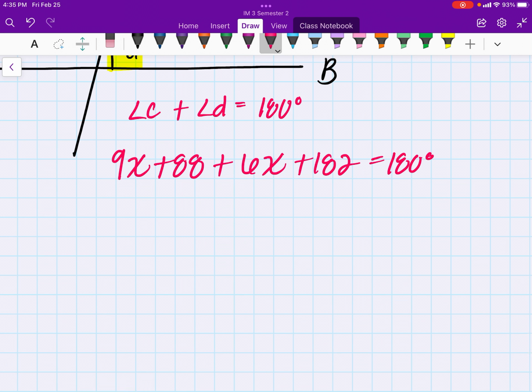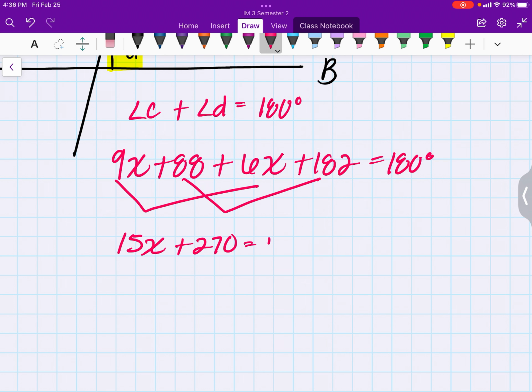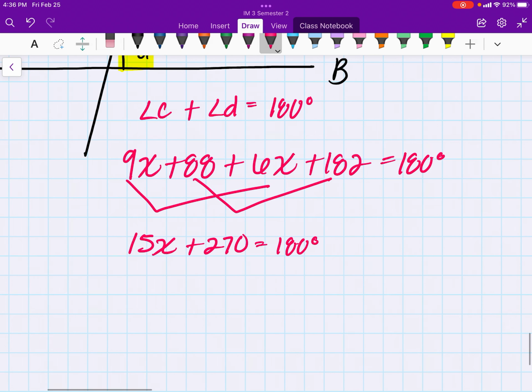From there, guys, let's combine like terms. I'm going to combine the 9x and the 6x, which is going to give us 15x. And then we're going to combine the 88 and the 182. Let's just double check, because I don't want to be wrong and then have to start over. 88 plus 182 is 270. And all of this is equal to 180 degrees.